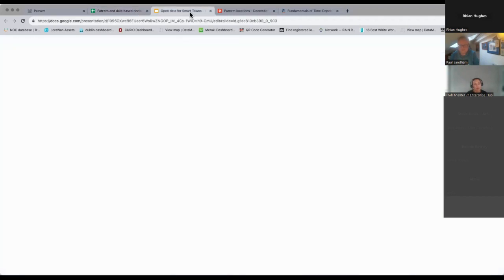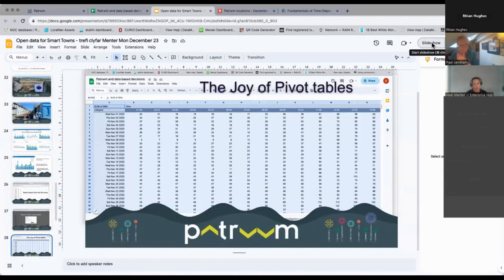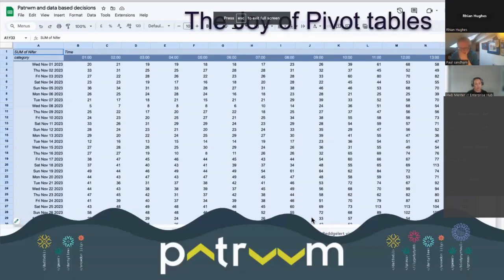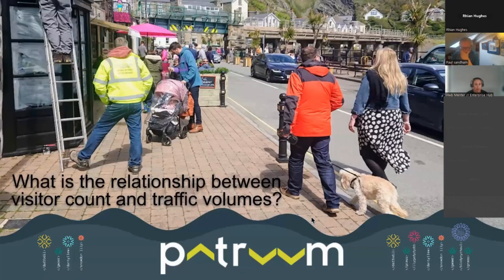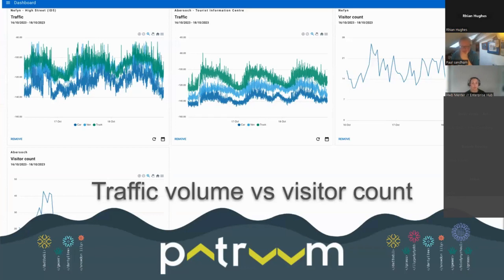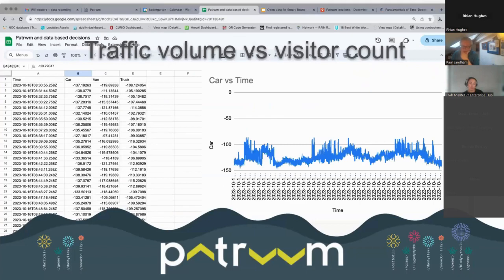Yeah, so if I now move back to this, you should still be on this now. So the final one here is one of the questions we're working on answering using data downloads: what is the relationship between visitor count and traffic volumes? And that's where we've got that data there that we're pulling back, but we need to bring in the sub 5-minute visitor data. But that's me producing that graph there straight away of car versus time. So we will then overlay, using the pivot table, the actual visitor count data to see where the parallels might be.